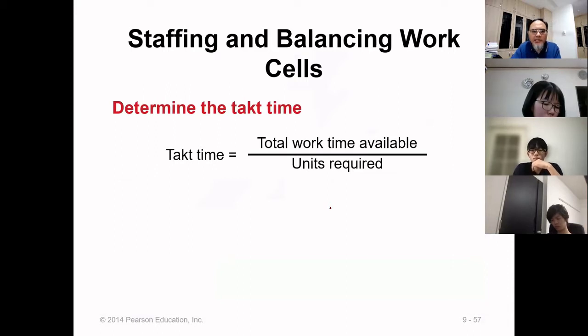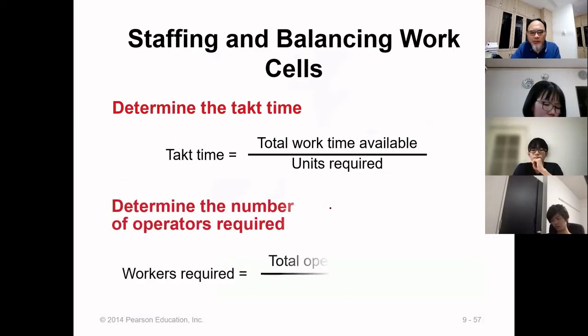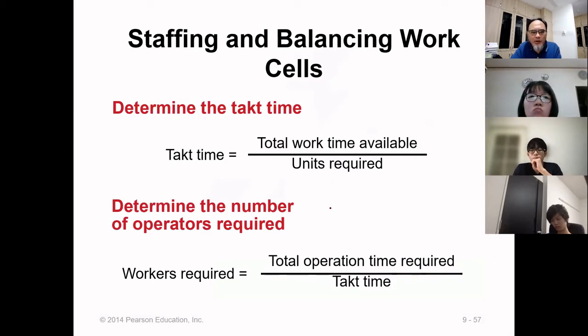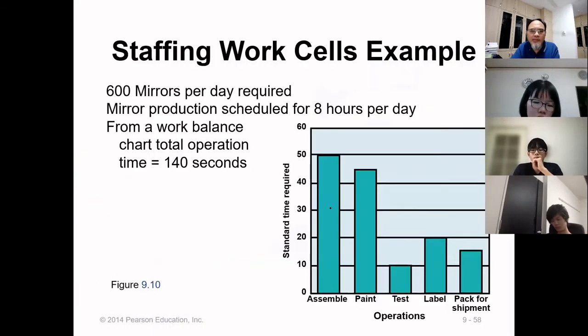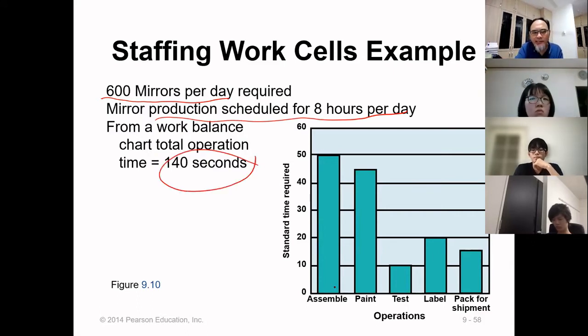So you need a takt time. Takt time is the total work time available divided by units required. Then you can determine the number of operators required, which is the total operation time required divided by the takt time. Takt time is normally given by the company. For example, here you are producing 60 mirrors per day, and your mirror production schedule is 8 hours per day. From the work balance chart, the total operation is 140 seconds. Assembly requires 50 seconds, paint and so on. This is the standard time required for all the work.